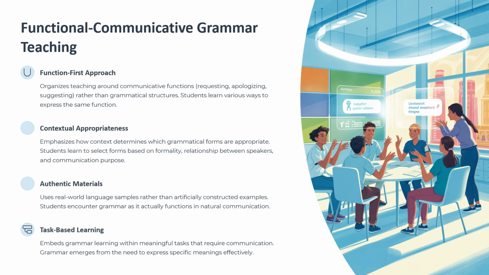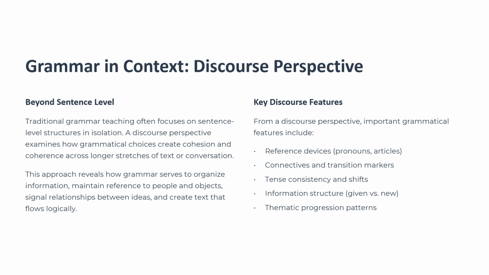Authentic materials uses real-world language samples rather than artificially constructed examples. Students encounter grammar as it actually functions in natural communication. Task-based learning embeds grammar learning within meaningful tasks that require communication. Grammar emerges from the need to express specific meanings effectively.